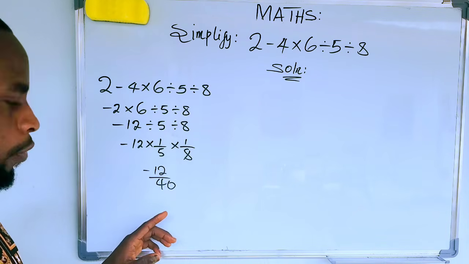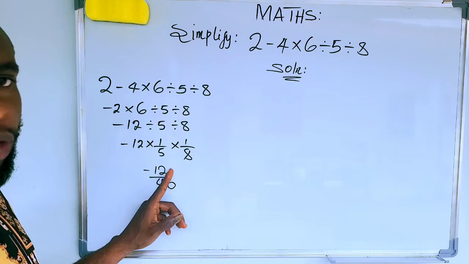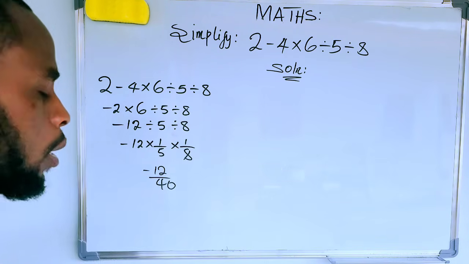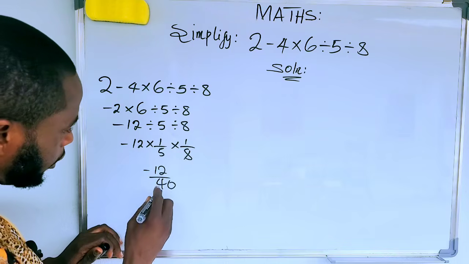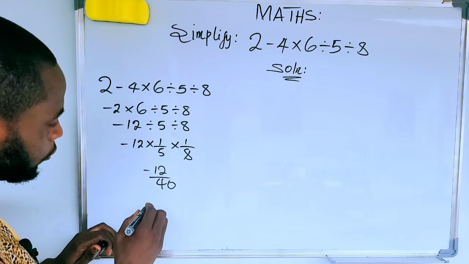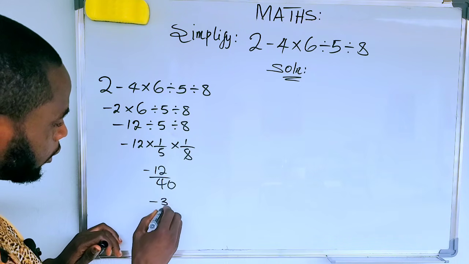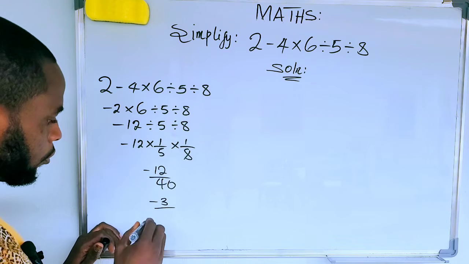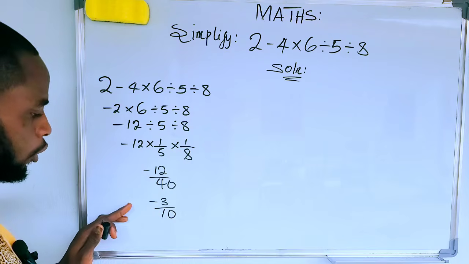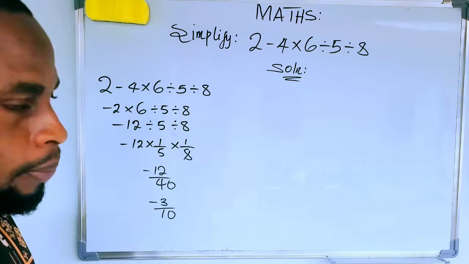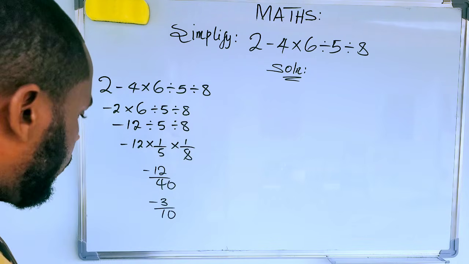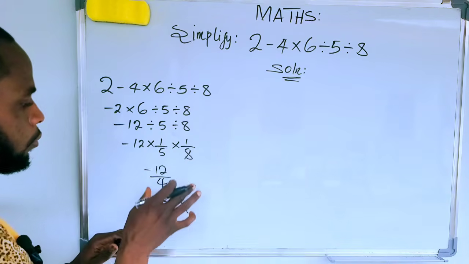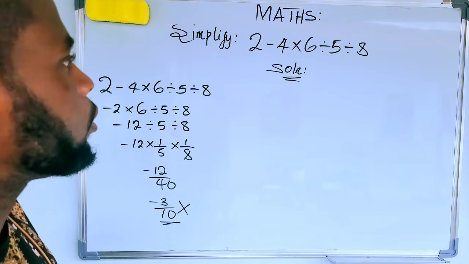Then here, you're going to divide both the numerator and the denominator by 4. If you do, you're going to have minus 12 divided by 4, that will give minus 3, divided by 40 divided by 4, that will give 10. And we have minus 3 divided by 10. But this very answer is wrong. As such, this is a wrong approach of simplifying this expression.